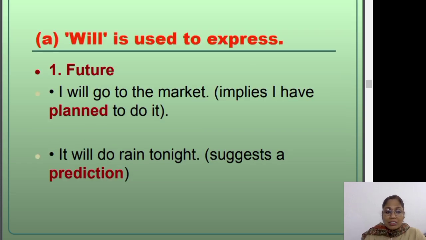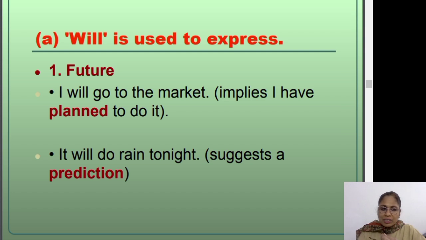Let us look at the different usages of the modal will. The modal will is used to express the future. If I say I will go to the market, it implies that I will go in future. It implies that I have planned to do something. It will rain tonight suggests a prediction. So the modal will expresses either a plan or a prediction.